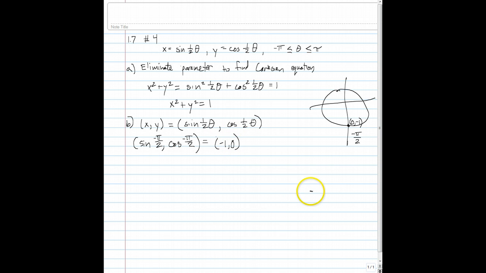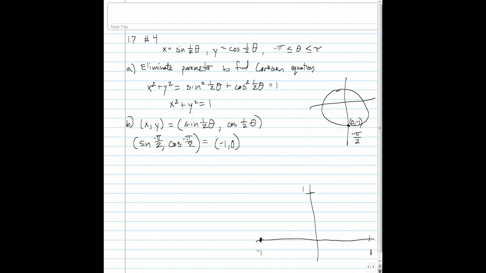So if we were actually graphing this, we have a -1, 1, and a +1. We only need half a circle because this 1/2 tells us that we're only going to rotate half of the circle from negative pi to pi. So that would be this point here.